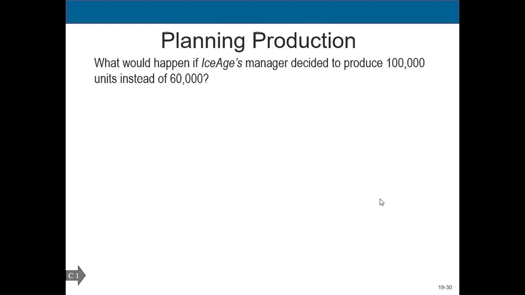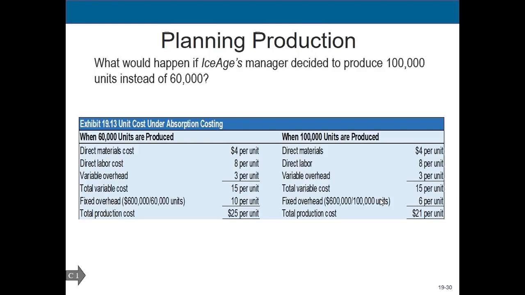So let's see if we can see what's going on. Here's under absorption costing when 60,000 units are produced. Total production cost is $25 per unit, right? The higher the cost, the lower the net income, right? The higher the cost, the lower the net income when 60,000 units are produced.